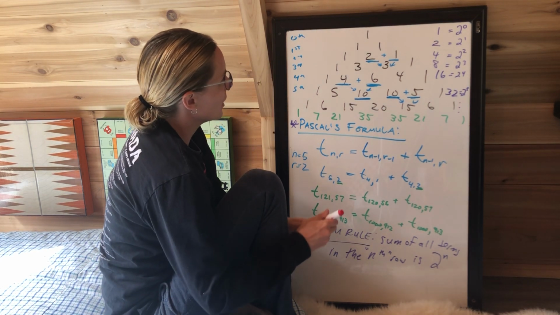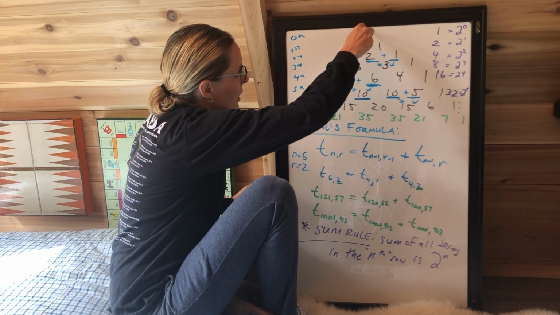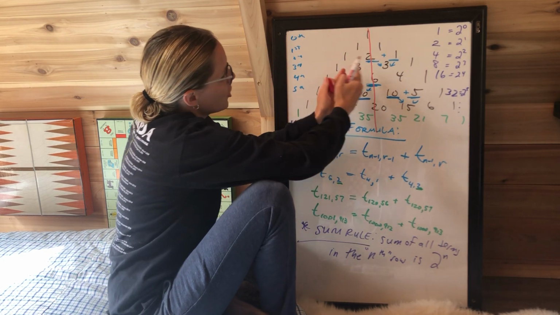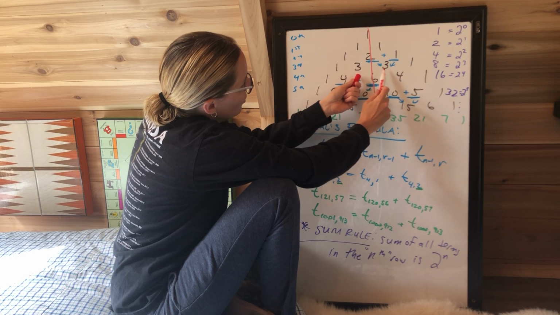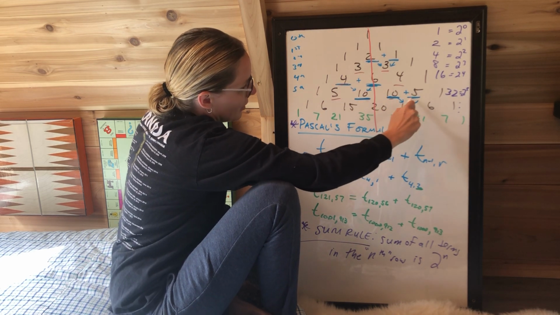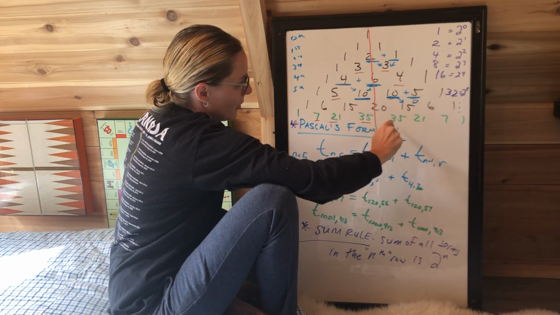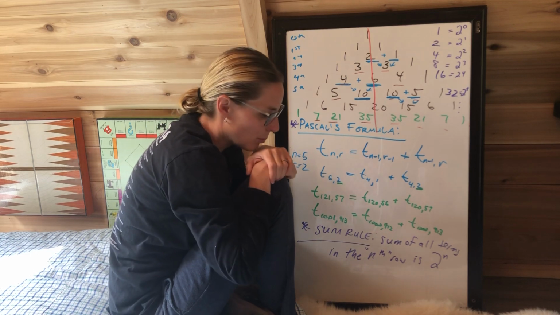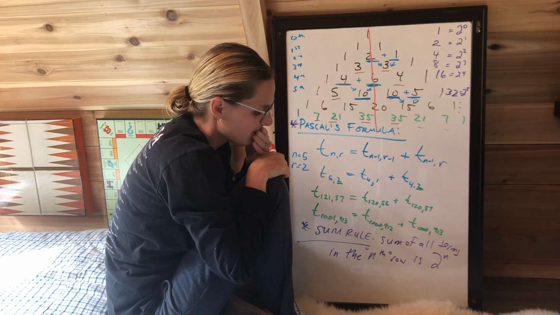And what do I mean by that? I mean, if I draw a line right down the middle, then it should be exactly the same on either side. Ooh, a 3 and a 3, 4 and a 4, 5 and a 10 and a 5, 7, 21, 35, 35, 21, 7. It's like a mirror, right? So that's called the symmetrical property of Pascal's triangle.